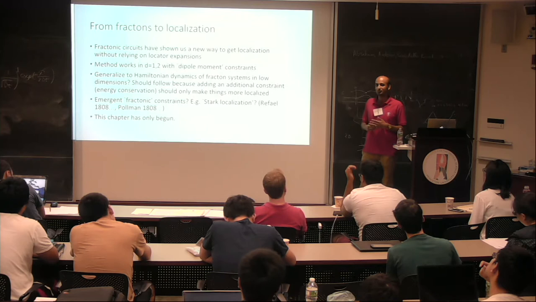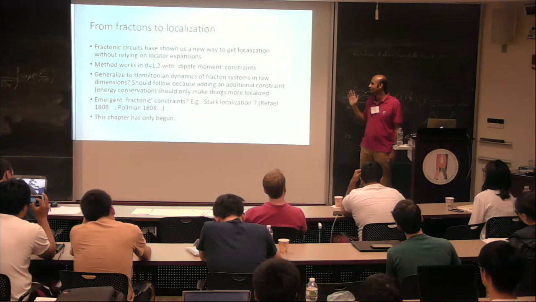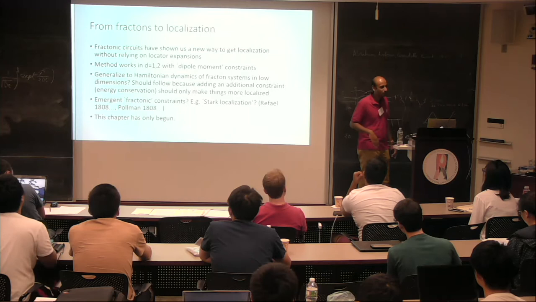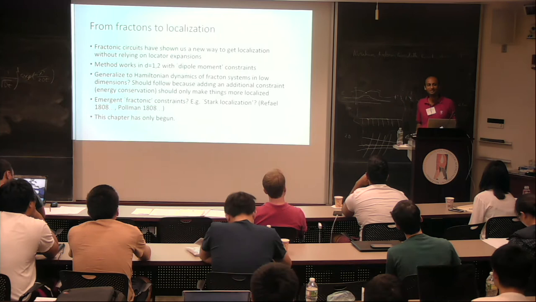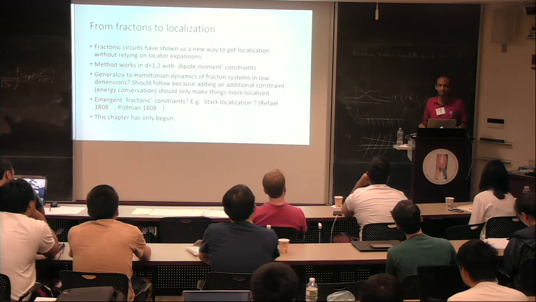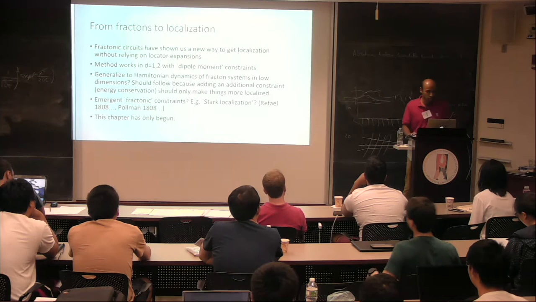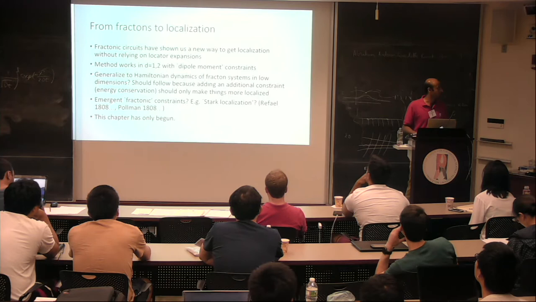Now, just last week, there were a couple of numerical papers, one by Gil Refael and coworkers, and one by Frank Pollmann and coworkers, which both considered 1D systems with a big electric field across them and no disorder, and they appeared to see localization. Now, they had a different interpretation in terms of Wannier-Stark ladders, but I think some of the same dipole moment conservation physics that I was talking about may also be going on there. So there are things to investigate there. This chapter has only begun.